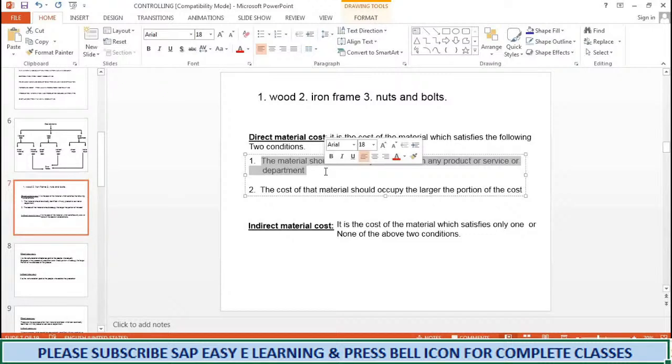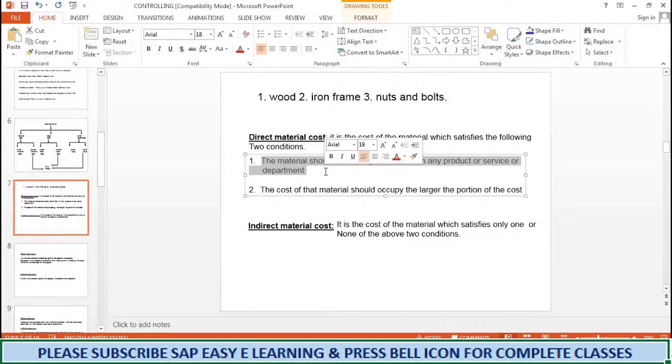So iron frame is also called direct material, and the cost of the iron frame is direct material cost. Now coming to nuts and bolts. By just counting physically, we can know that 10 nuts and bolts have been used in the computer table. First condition is satisfied.